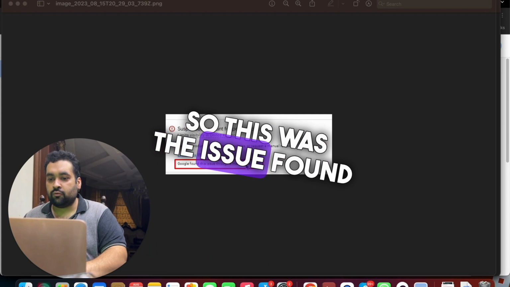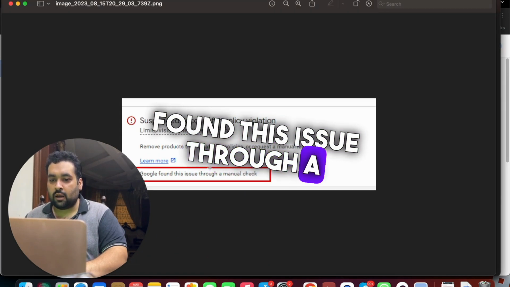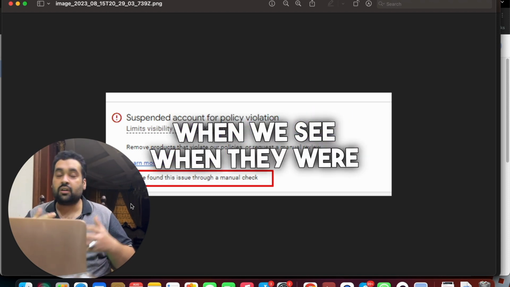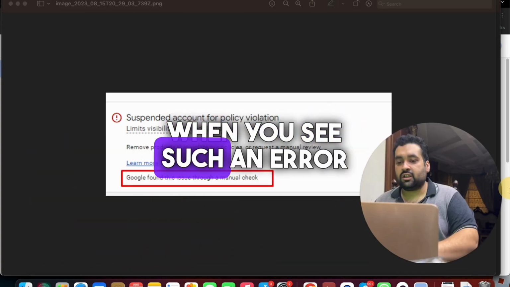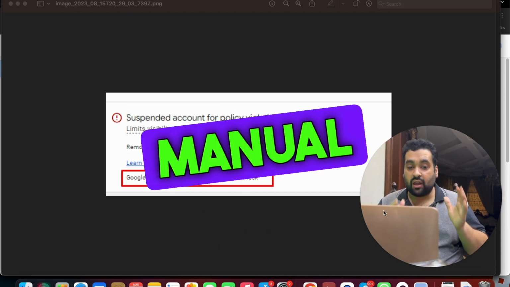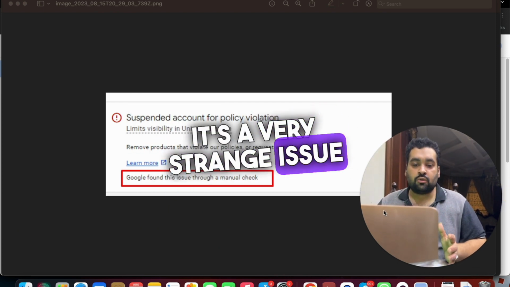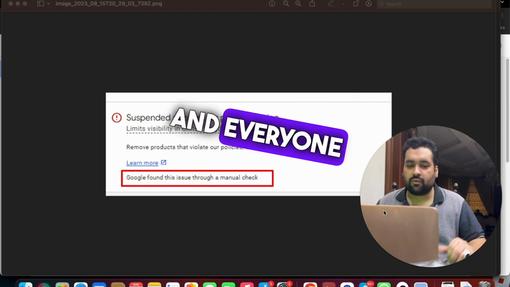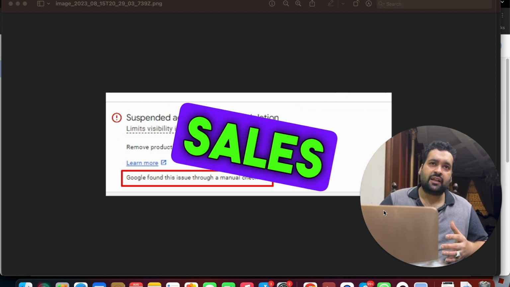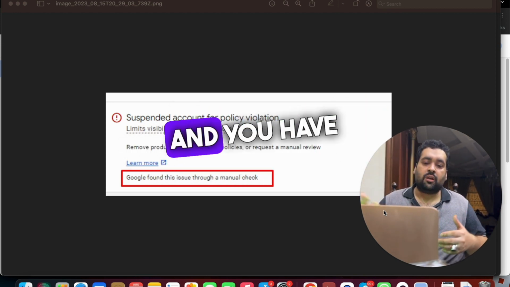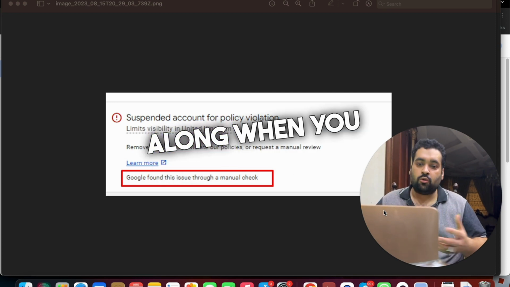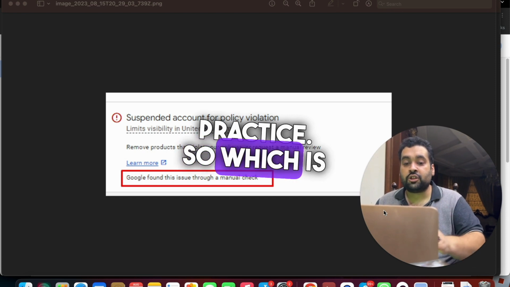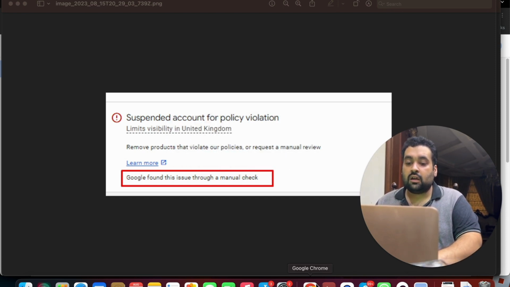So this was the issue: Google found it through a manual check, and we were very surprised because this is our old client, and we had seen them running shopping ads as well. When you see such an error, that your account has been suspended through a manual check, it's a very strange issue for the client, because the campaigns are running and we suddenly see this, and everyone gets disappointed because you were expecting some sales that day. You have a sales team, a packing support team, and you have ample costs along the way when you are running a campaign or marketing for any business. I can understand this is a normal practice, which is why it was a very strange thing for us.